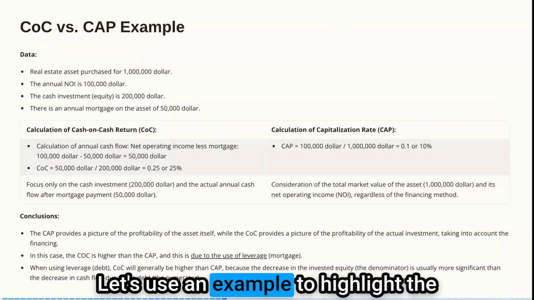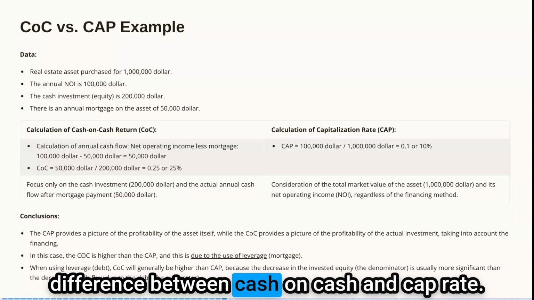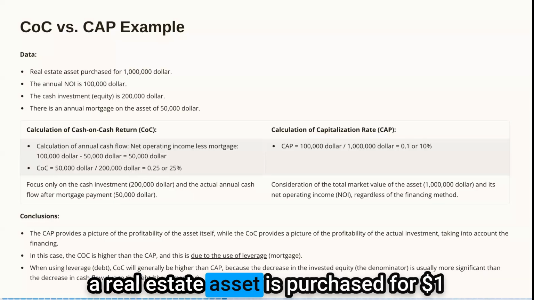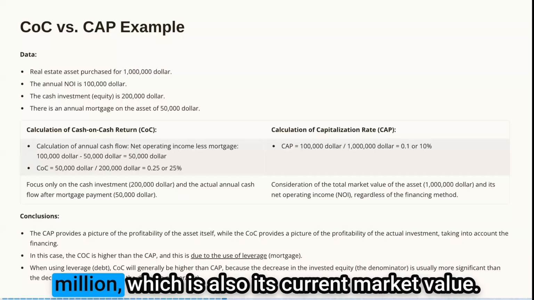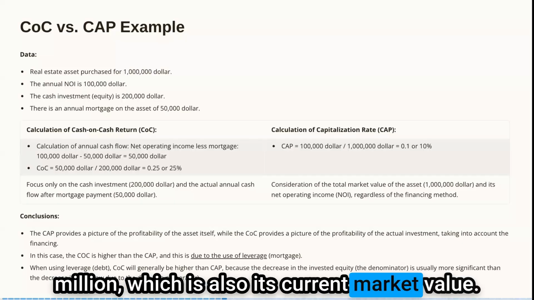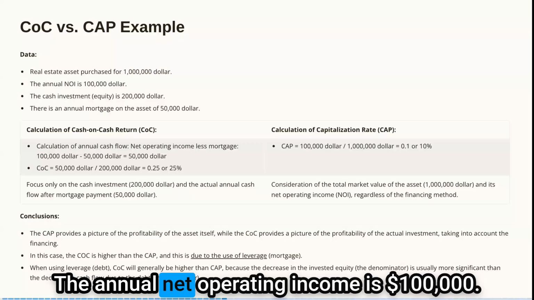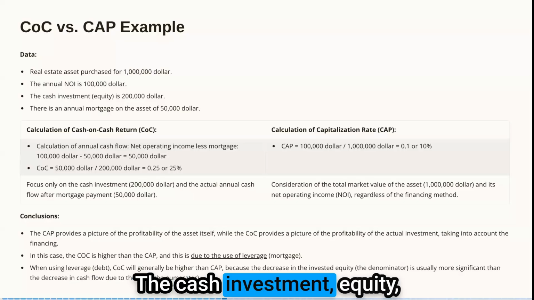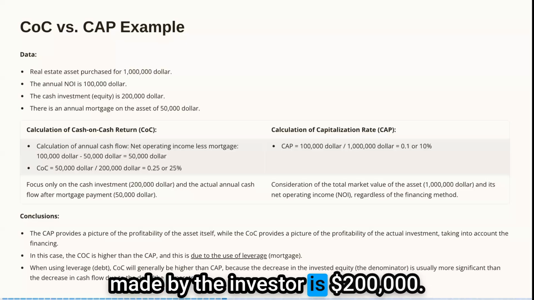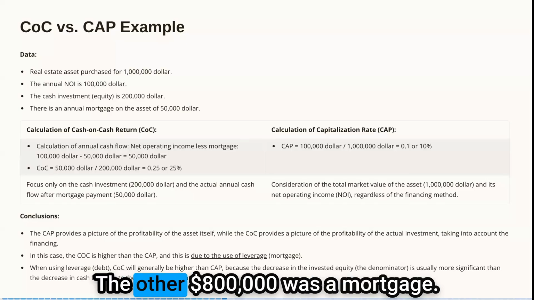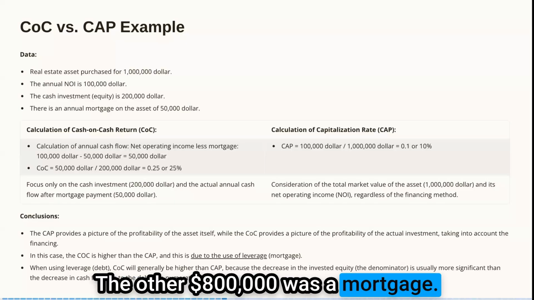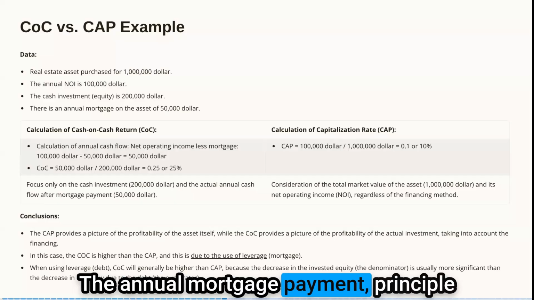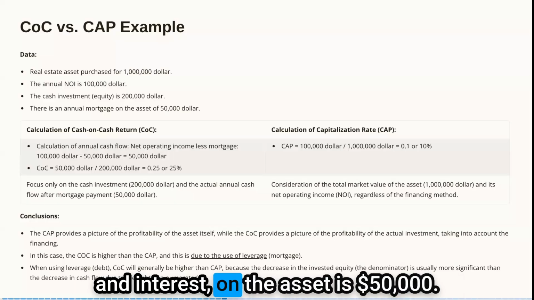Let's use an example to highlight the difference between cash on cash and cap rate. A real estate asset is purchased for $1 million, which is also its current market value. The annual net operating income is $100,000. The cash investment, equity, made by the investor is $200,000. The other $800,000 was a mortgage. The annual mortgage payment, principal and interest, on the asset is $50,000.